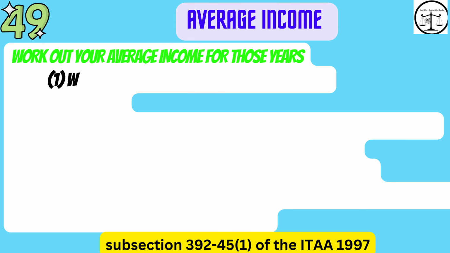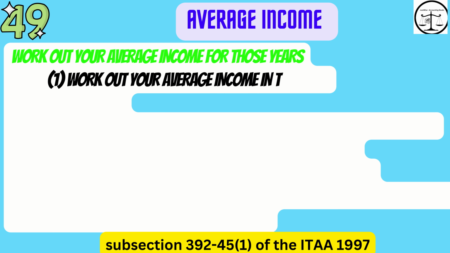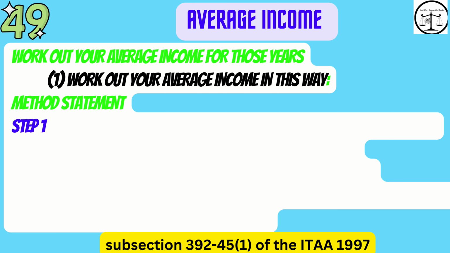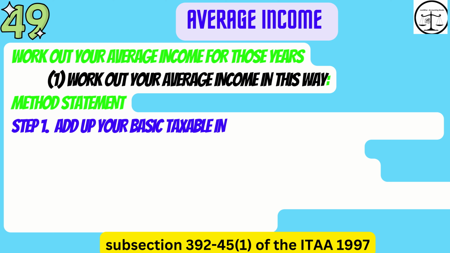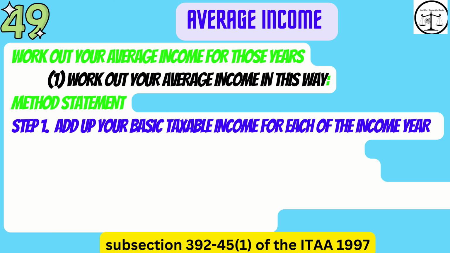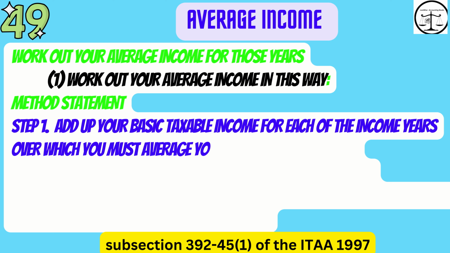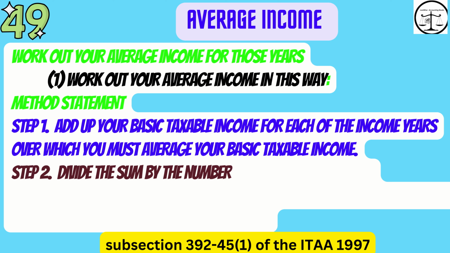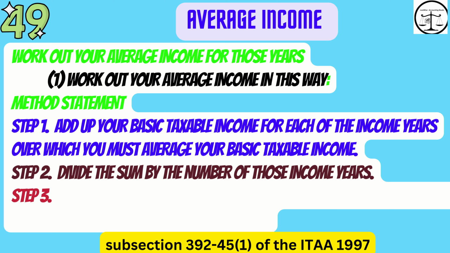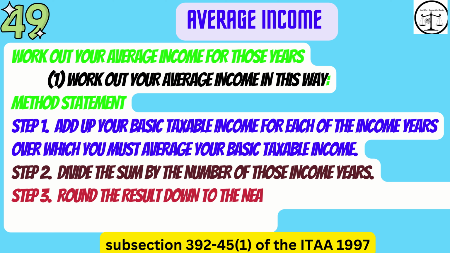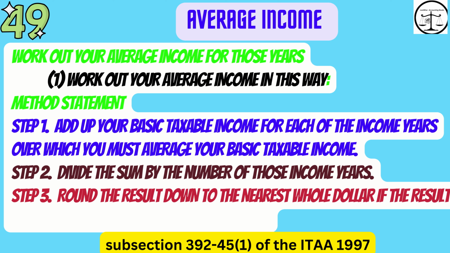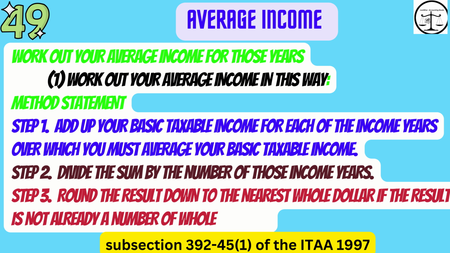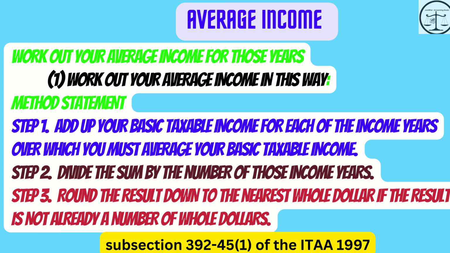1. Work out your average income in this way. Method statement. Step 1. Add up your basic taxable income for each of the income years over which you must average your basic taxable income. Step 2. Divide the sum by the number of those income years. Step 3. Round the result down to the nearest whole dollar if the result is not already a number of whole dollars.